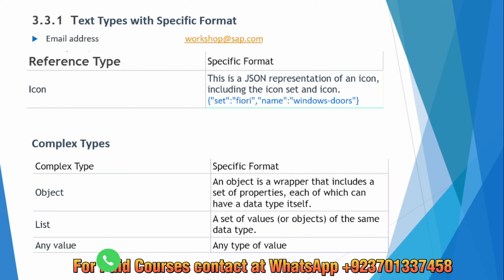And the next type is complex type. Complex type has some specified format, and it also has the object, list, and any value. These complex types have four different types. First one is complex, and then object, then list, and any value. An object is a wrapper that includes a set of properties, each of which can have a data type itself. List, a set of values or objects of the same data type. Any value, any type of value.